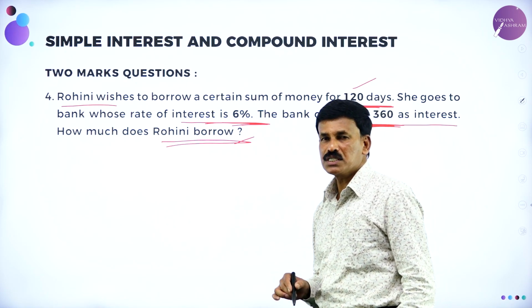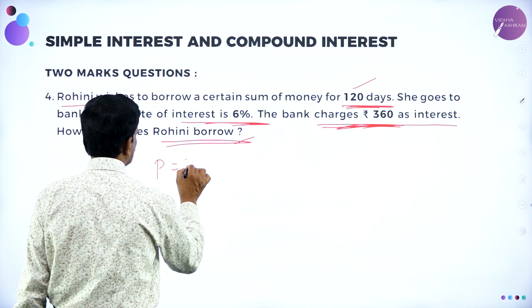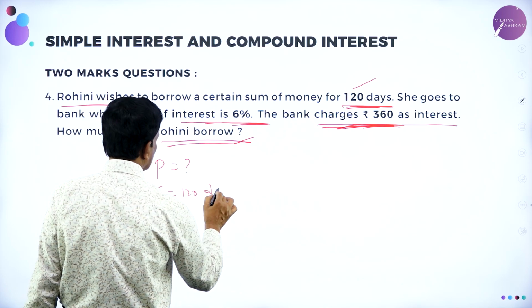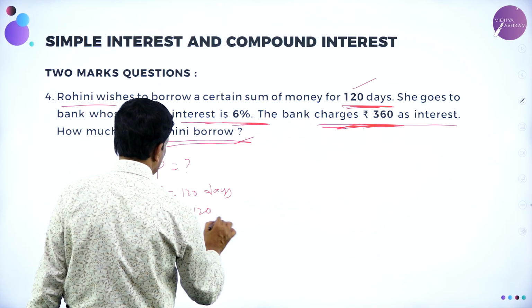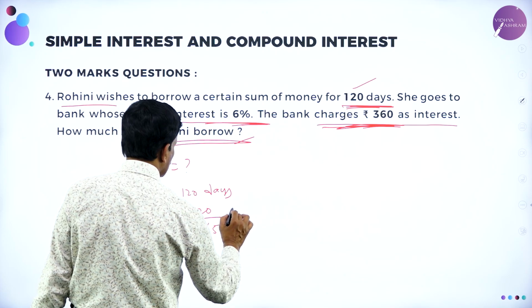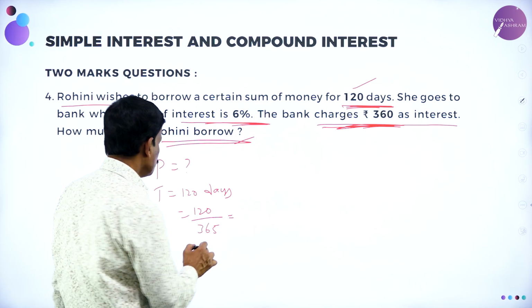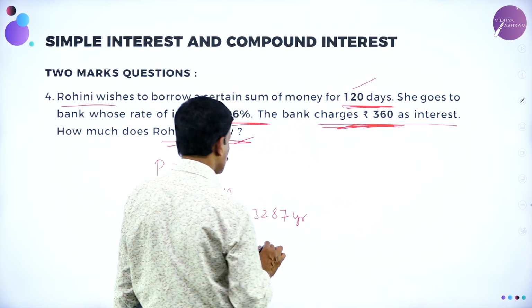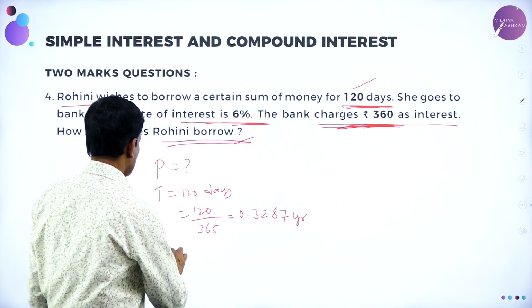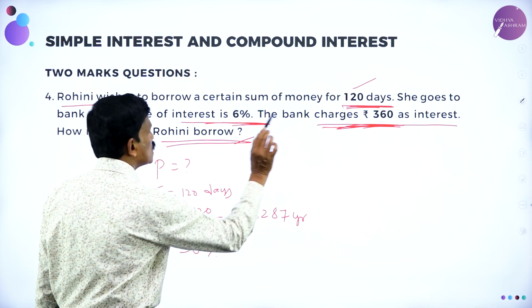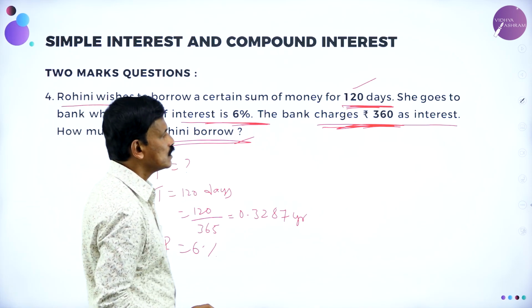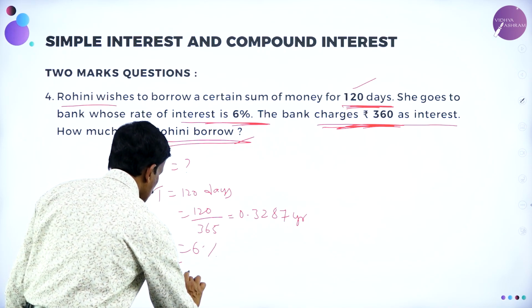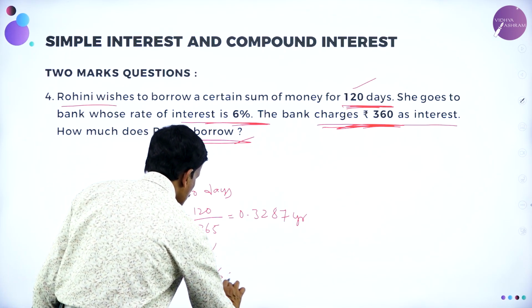So here the principal is to be determined. The principal is equal to question mark, and the time taken is 120 days. 120 days means this is 120 divided by 365. That's equal to 0.328 years, right? Then what is the rate of interest? Rate of interest is equal to 6%, right? And what is given? Simple interest is given. What is the simple interest? They are going to charge rupees 360.